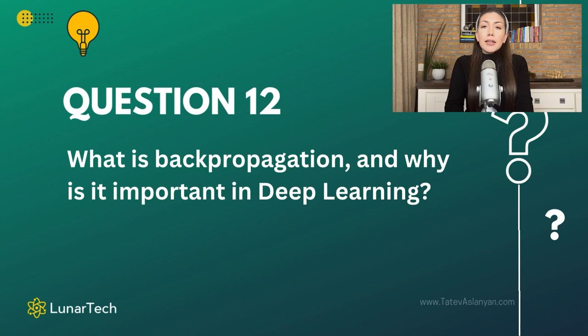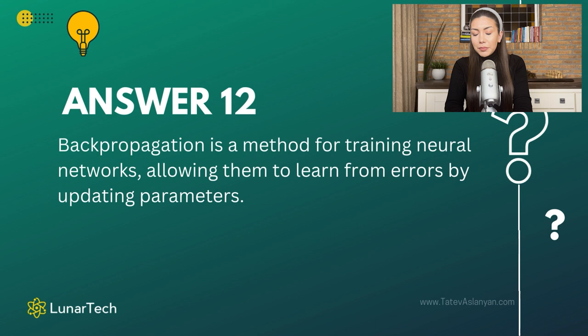Next question is, what is backpropagation and why is it important in deep learning? So backpropagation is a fundamental and essential part of training a neural network. It helps you learn from the errors that the model is making in each iteration, in order to understand how a change in certain parameters of the model, such as weight factors and bias factors, will result in a change in the loss function.